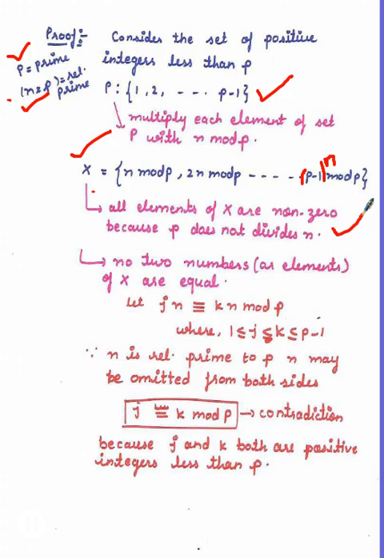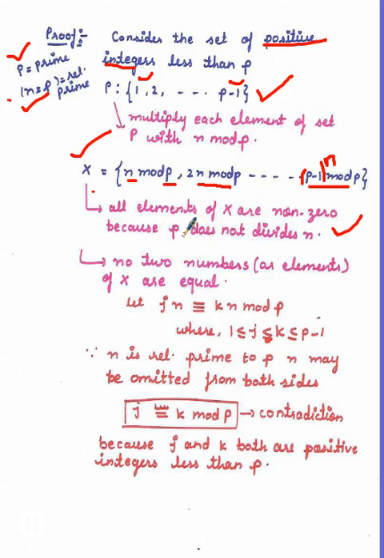All elements of set X are non-zero because p does not divide n. We have already taken that n, p are relatively prime. It means p does not divide n. If p does not divide n, it means there will always be some remainder when we find n mod p. So all elements of X are non-zero. They cannot be 0 because we have taken 1 to p minus 1, which are positive integers, so 0 is not included in this. It means all elements will be non-zero elements.